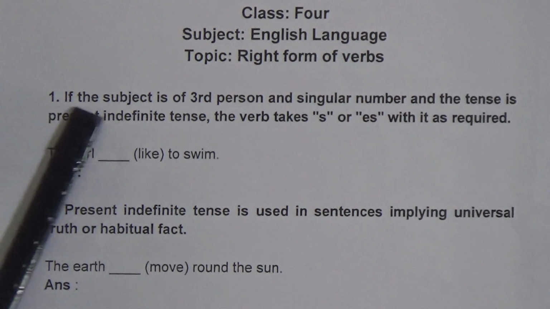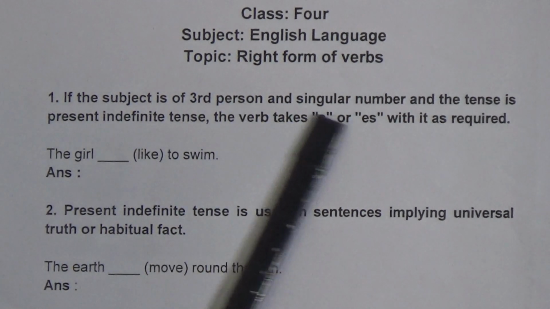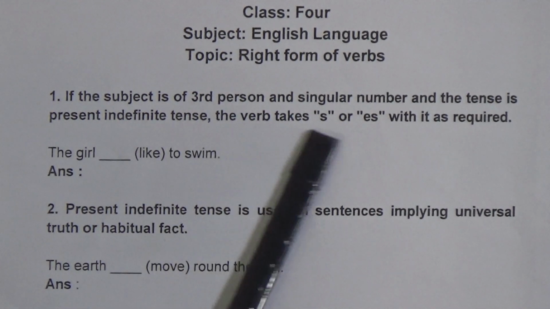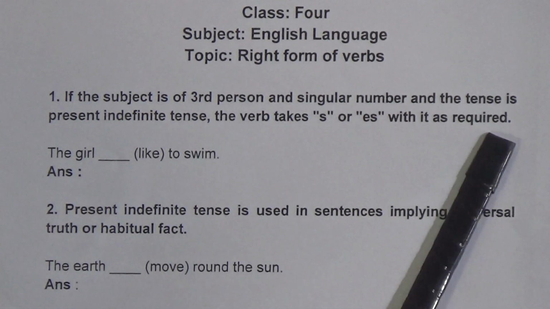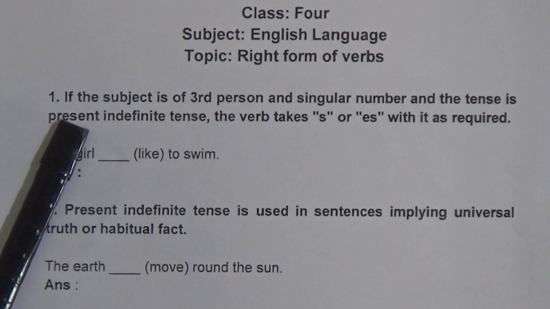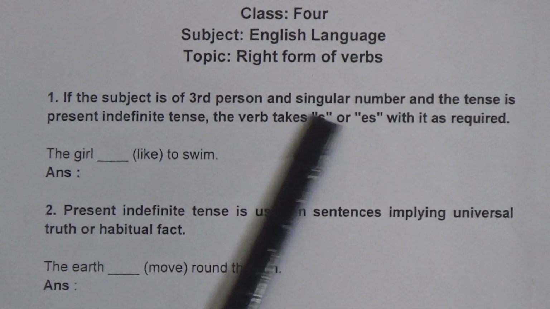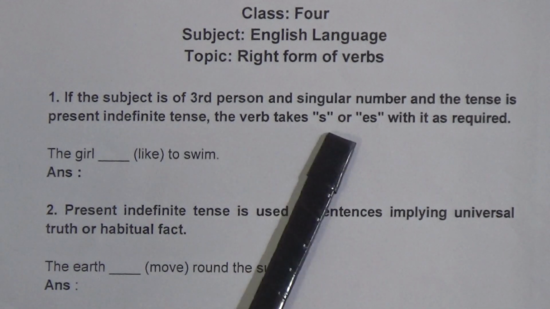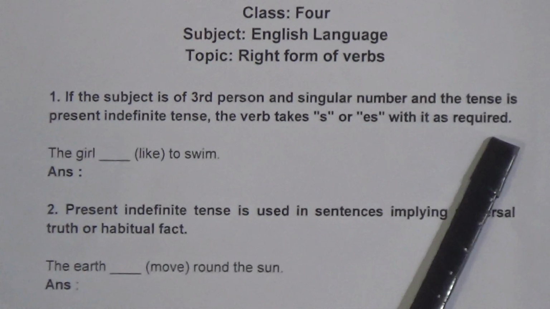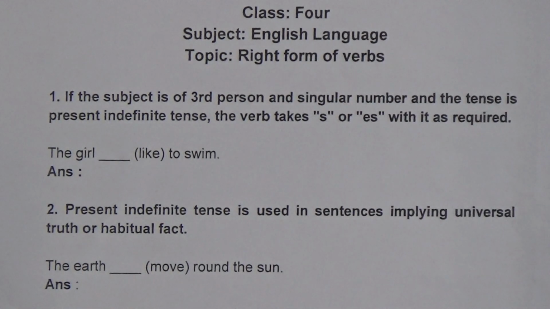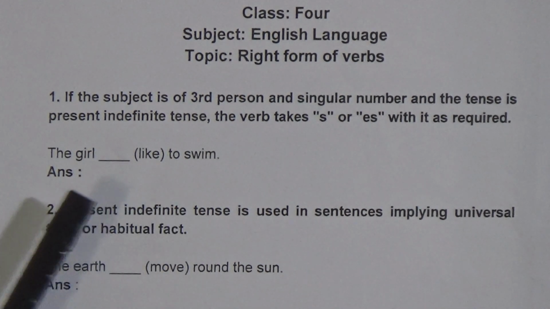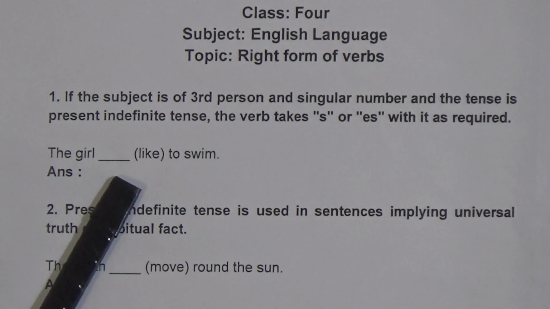The first one is, if the subject is of third person and singular number and the tense is present indefinite tense, the verb takes s or es with it as recurrent. I repeat, if the subject is of third person and singular number and the tense is present indefinite tense, the verb takes s or es with it as recurrent. Do you remember present indefinite tense? Just follow it. If the subject is third person singular number, you will just add s or es to the main verb.